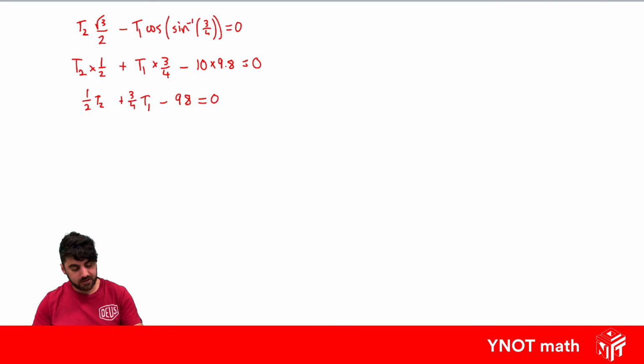So we want to go ahead and make T2 the subject. We can make T1 the subject, it wouldn't matter. So we're going to make T2 the subject. We're going to get a half T2, move everything to the other side, so we'll get positive 98 minus 3/4 of T1, and we'll times everything by 2, so we'll get T2 equals 196 minus 3 on 2 T1.